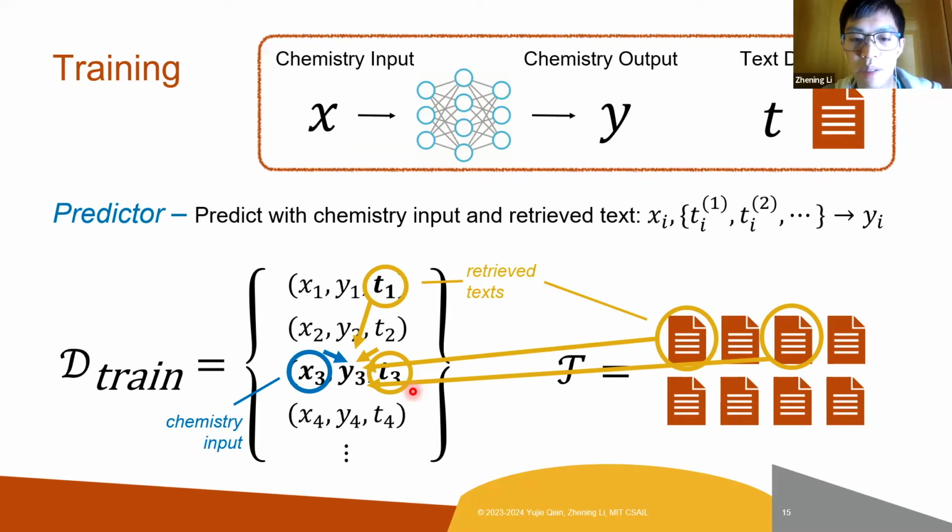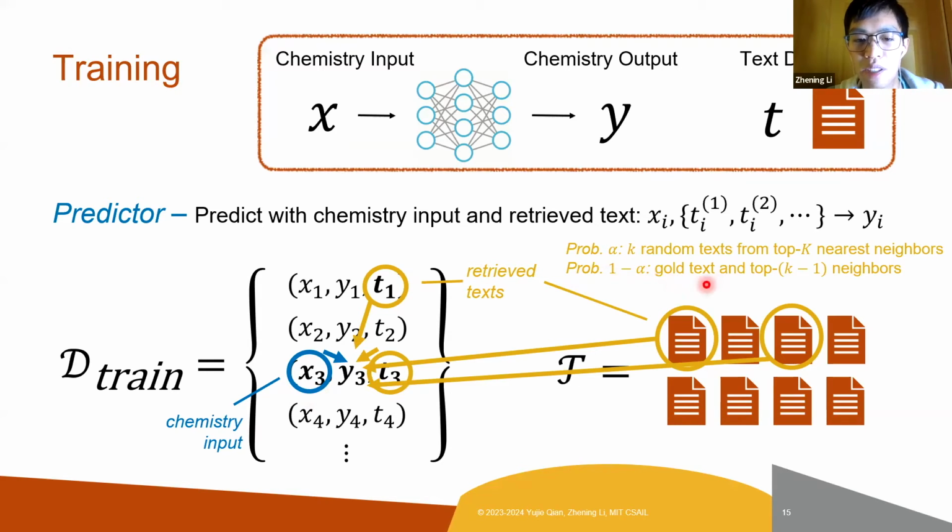So in deployment, the retrieved text will be the top 3 texts, top 3 nearest neighbors, for example, within the embedding space. For training, we can make use of the fact that we know the ground truth text paragraph corresponding to every input. So with probability 1 minus alpha, we simply take this gold text as well as the top k minus 1 neighbors that are retrieved. Here, little k is taken to be 3. So we have 3 texts augmented to the input.